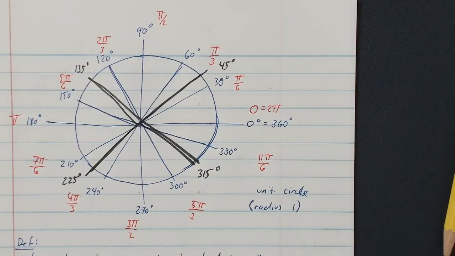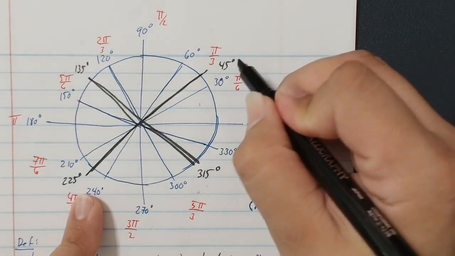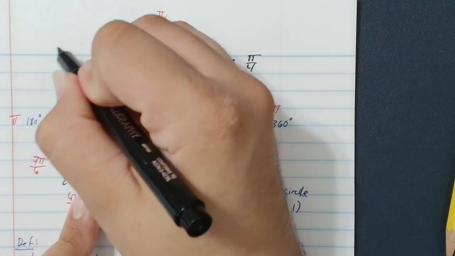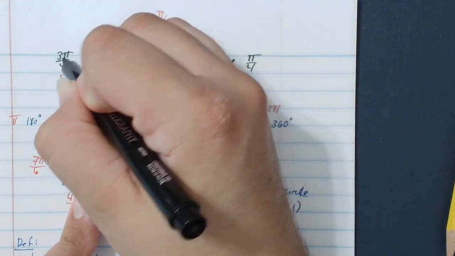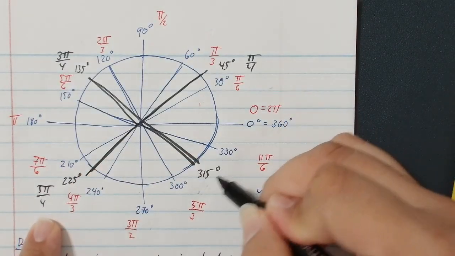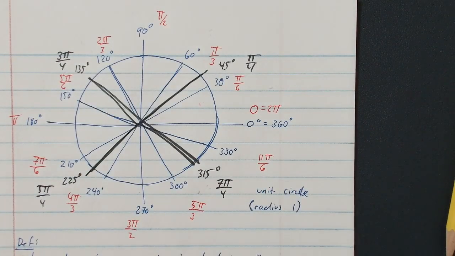315 degrees. For radians, they're just odd numbers times pi over 4. So this one is 1 pi over 4. This one will be 3 pi over 4. This one will be 5 pi over 4. And this one will be 7 pi over 4 for radians.